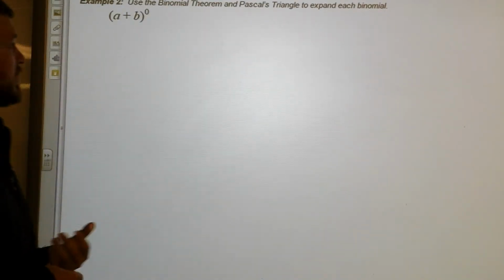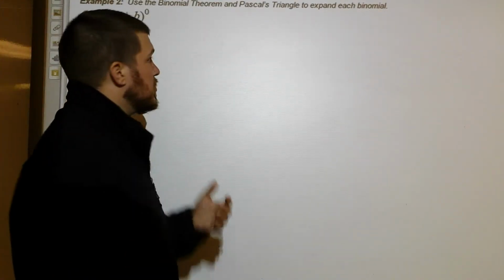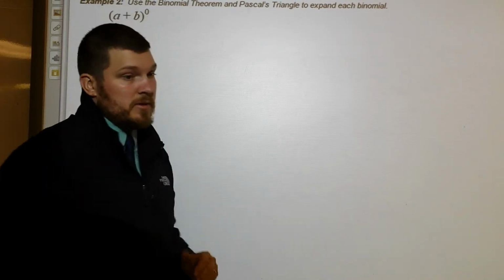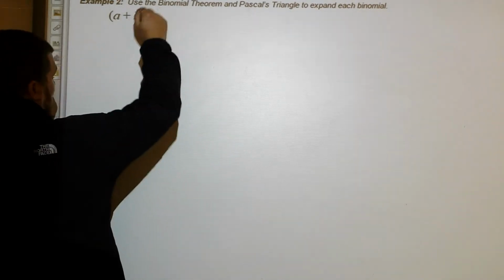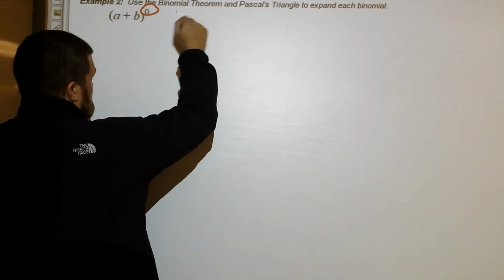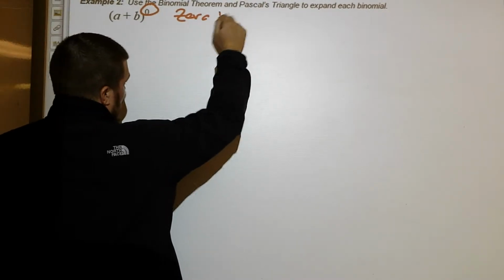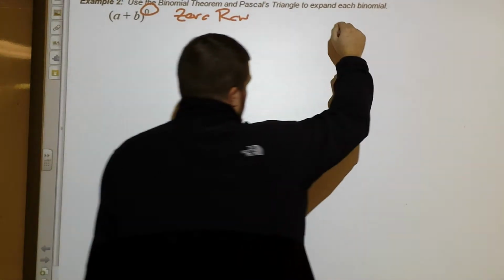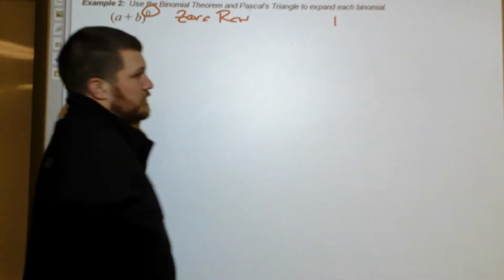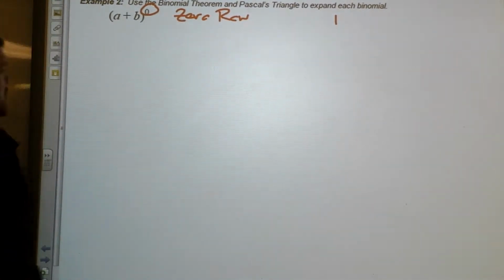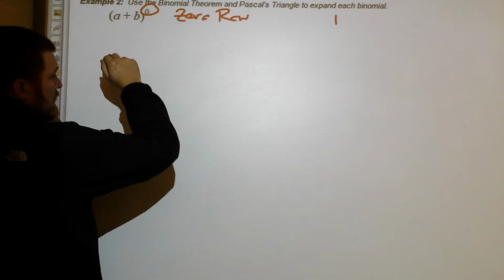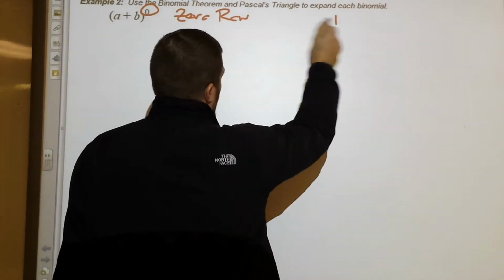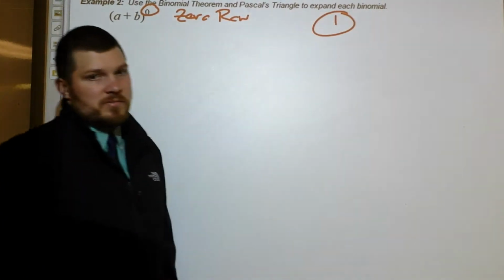So we want to use the binomial theorem and Pascal's triangle to expand this binomial. Here I have the binomial a plus b quantity to the zero power. The power tells me I need to be in the zero row of Pascal's triangle. So the zero row is just simply 1. Okay? So what that means is anything to the zero power is 1. So I expanded it. My answer is 1. Done. Too easy.